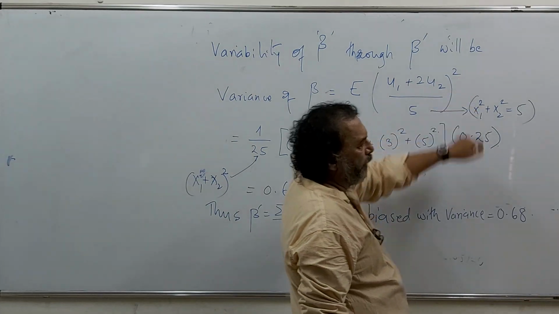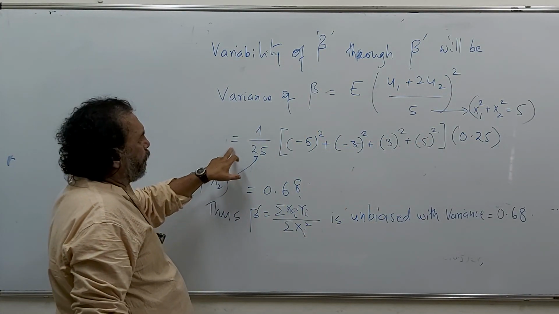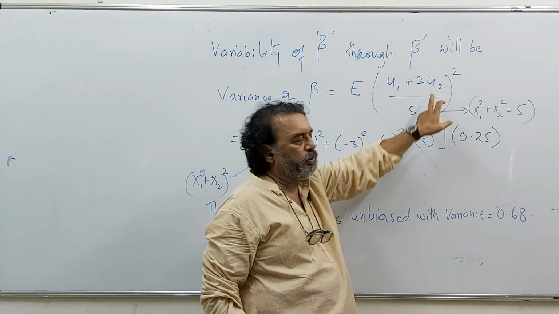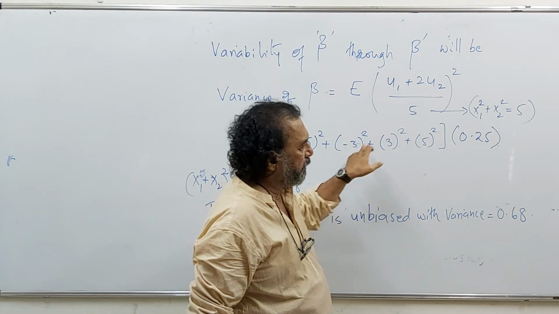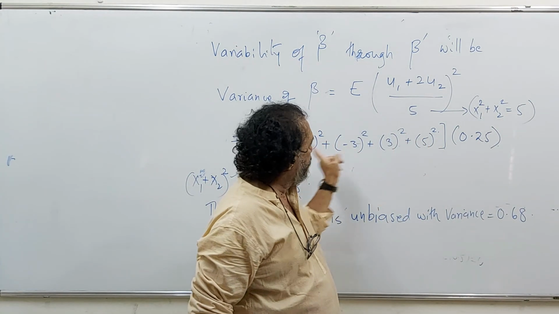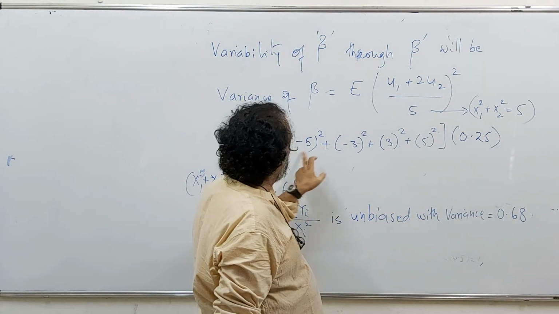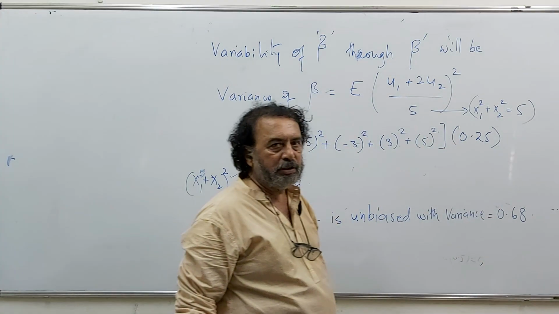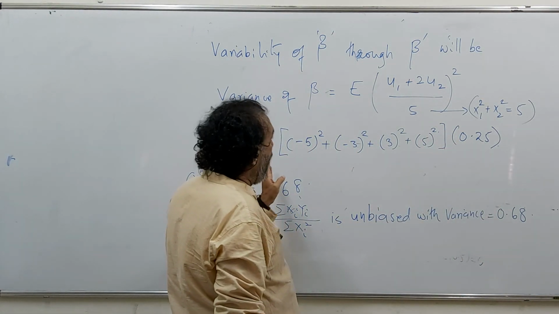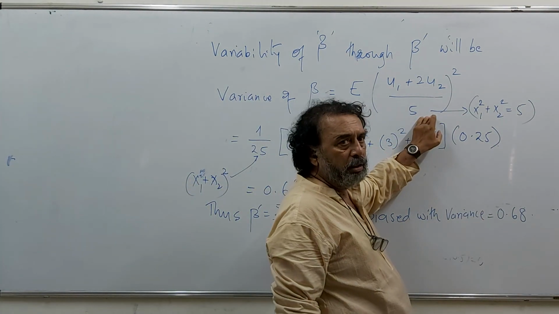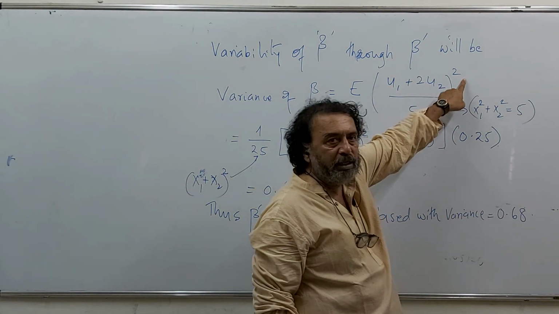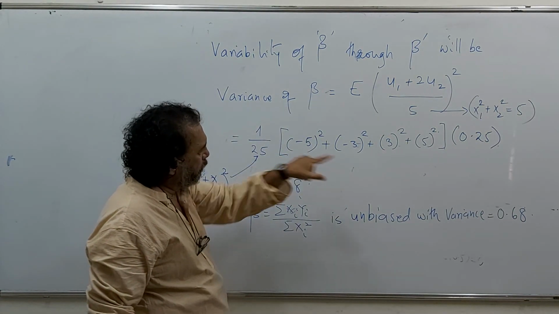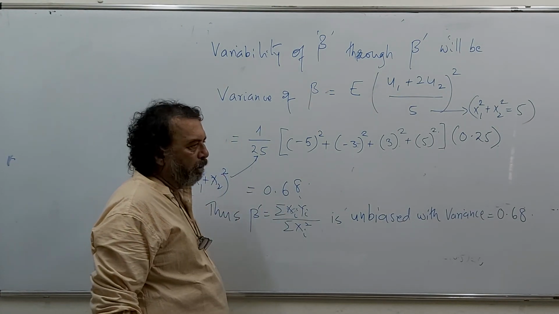As a variable, its square expectation is the variance, and if we do that and substitute the very same expression that we had derived from u1 plus 2 u2, which is minus 5, minus 3, plus 3, plus 5, each of them occurs with the probability of 0.25. Therefore, we take these possible values, square them, and multiply them by 0.25, which is the probability of their occurrence. And please remember, there is a 5 in the denominator, which is also getting squared. Therefore, it is 1 divided by 25. And if we do this arithmetic, we get the value equal to 0.68.